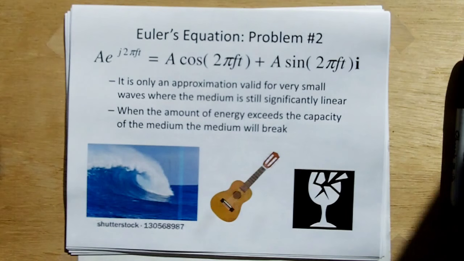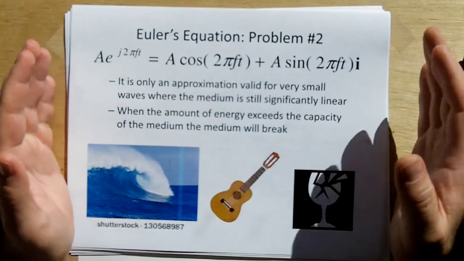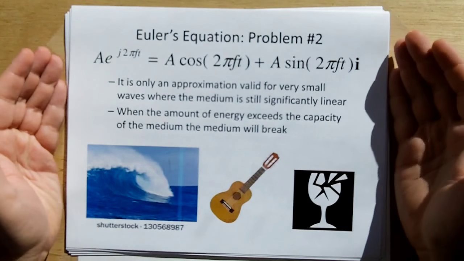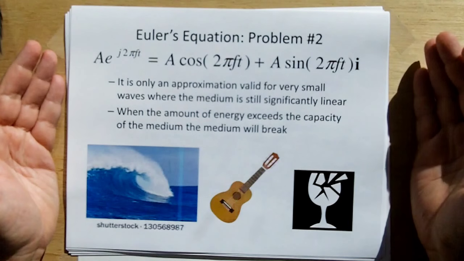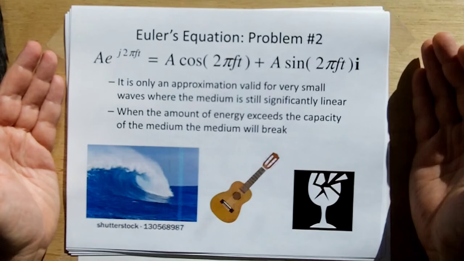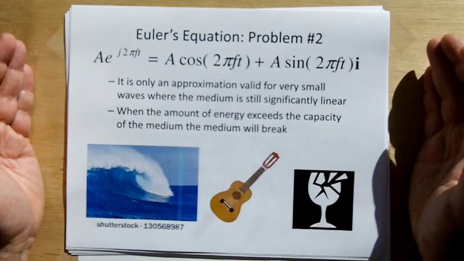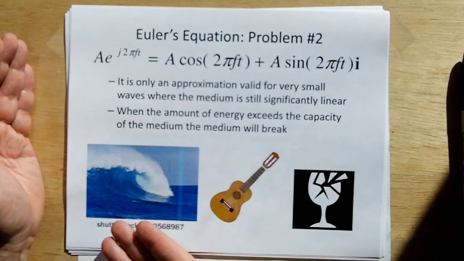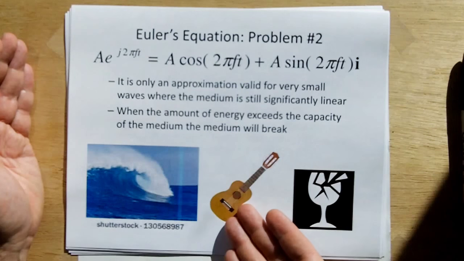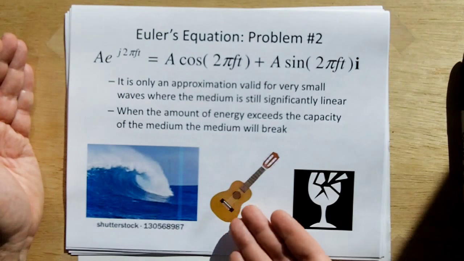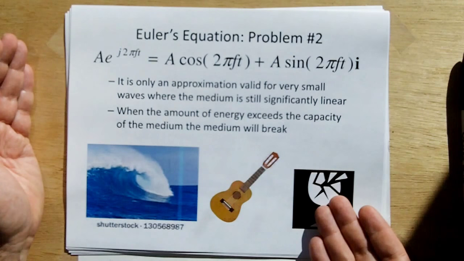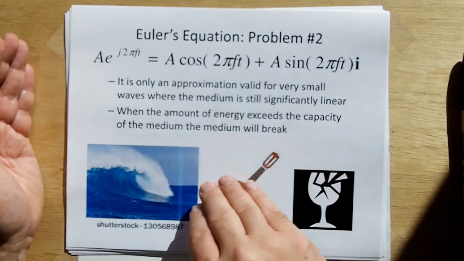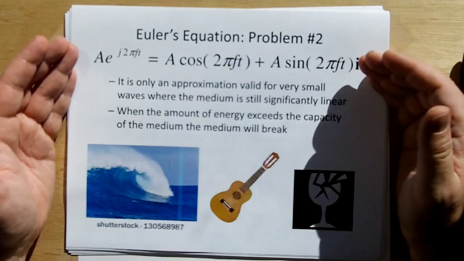Problem number 2 with Euler's equation. It's only an approximation valid for very small waves where the medium is still significantly linear. When the amount of energy exceeds the capacity of the medium, it will break, but this model does not account for that. In other words, when your wave energy becomes too much and the depth of the water is not deep enough to contain the energy, your waves are going to break. Put too much energy in a guitar string, it's going to break. Put too much sound pressure on a glass, the glass is going to break. Okay, so this is not a complete explanation.